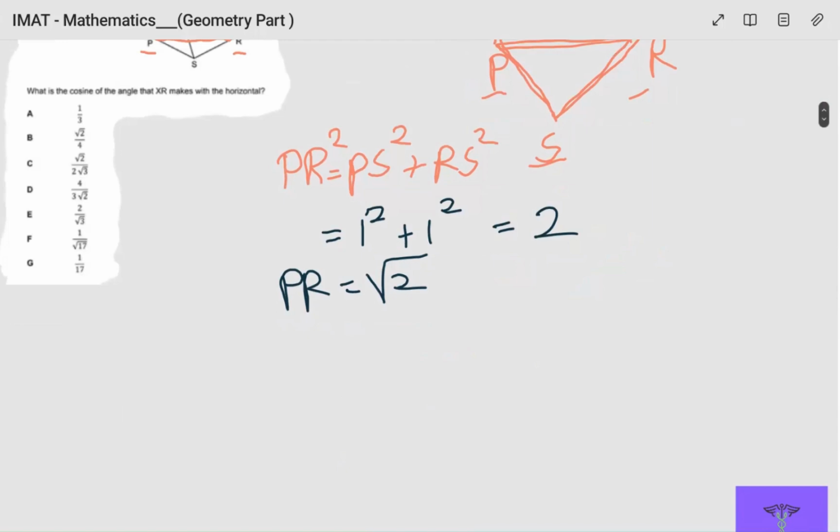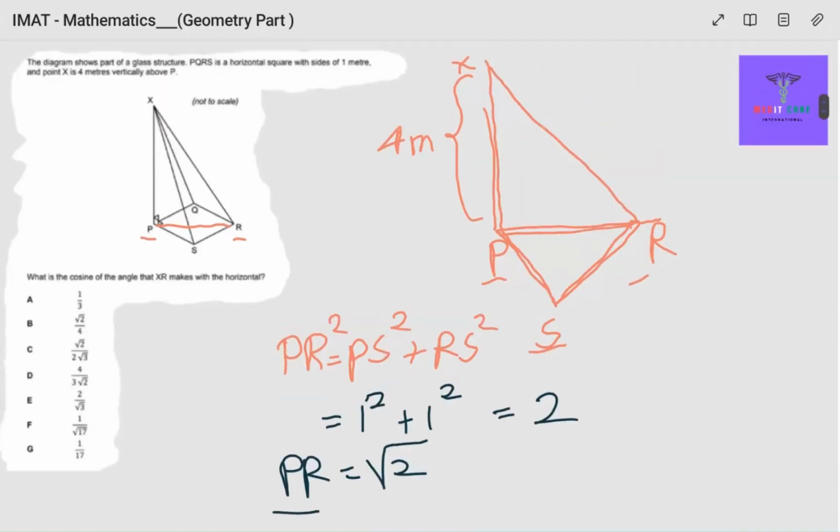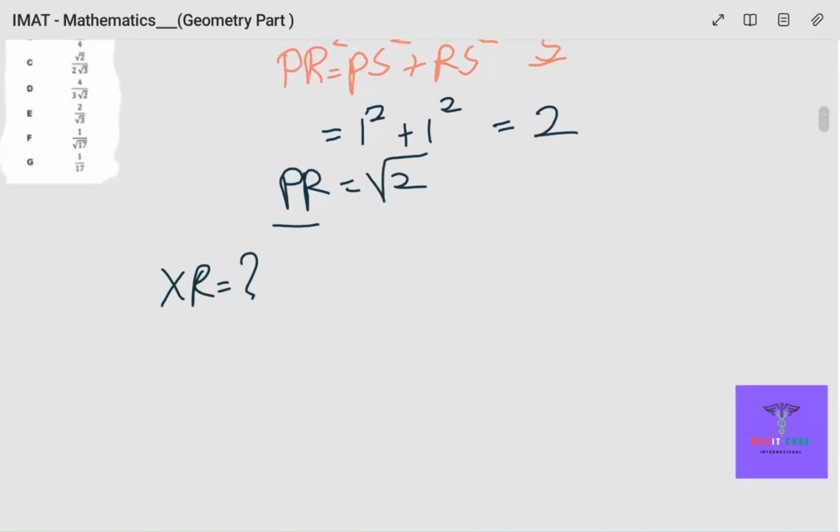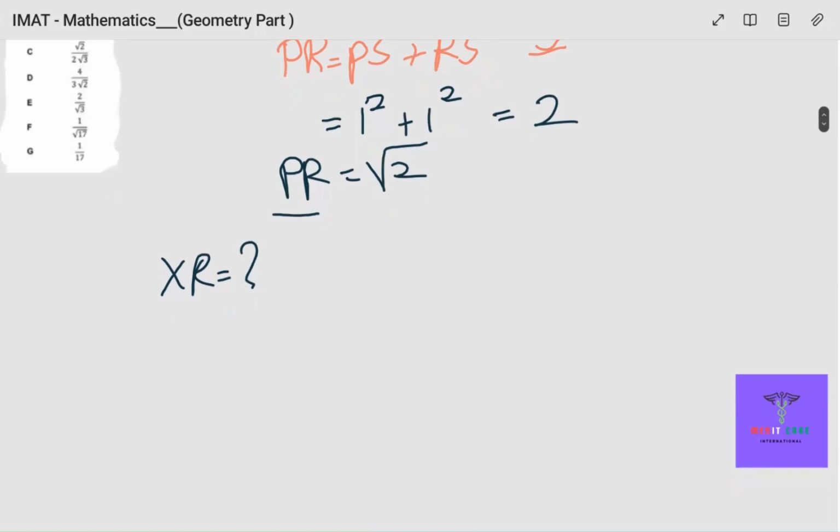Okay, as we know, XP equal to 4 meter, and PR we got root over 2. So let's find XR. So XR equal to what? Again, we will use the Pythagoras formula. XR square equal to XP square plus PR square.